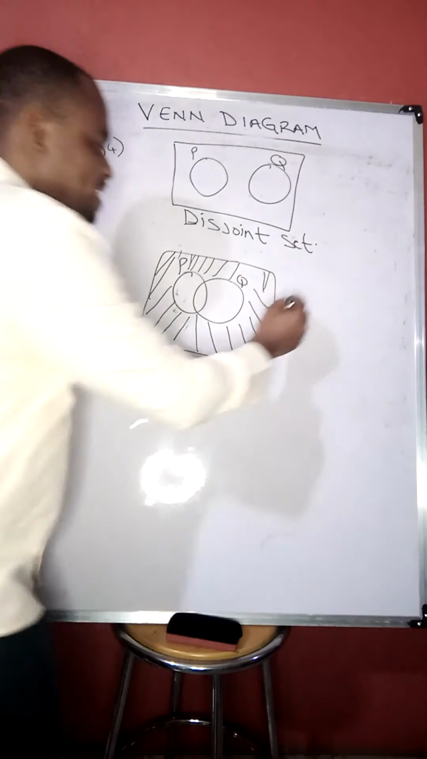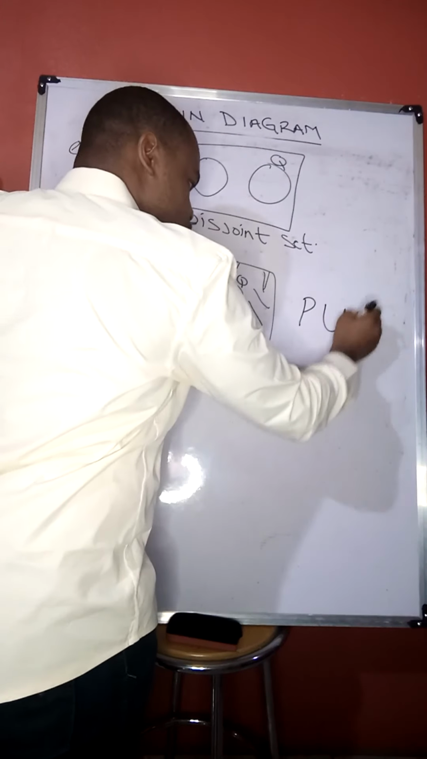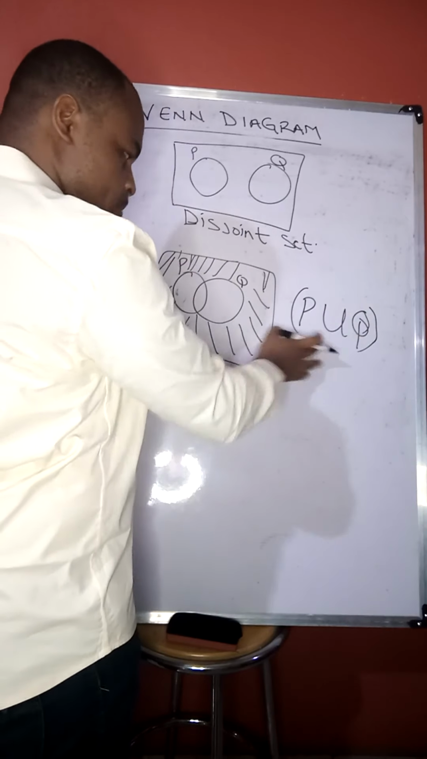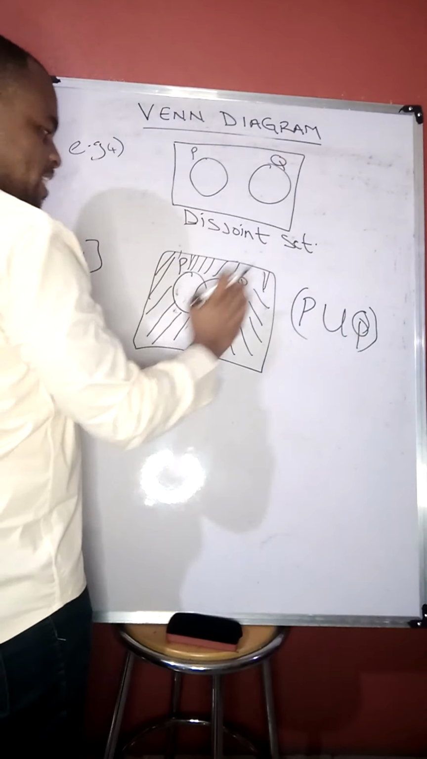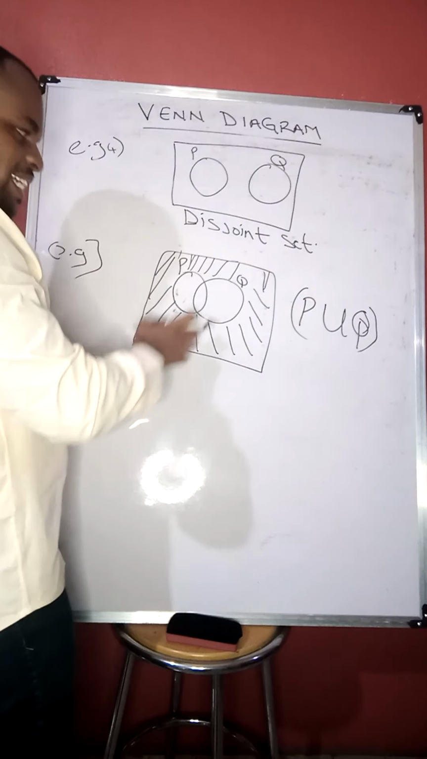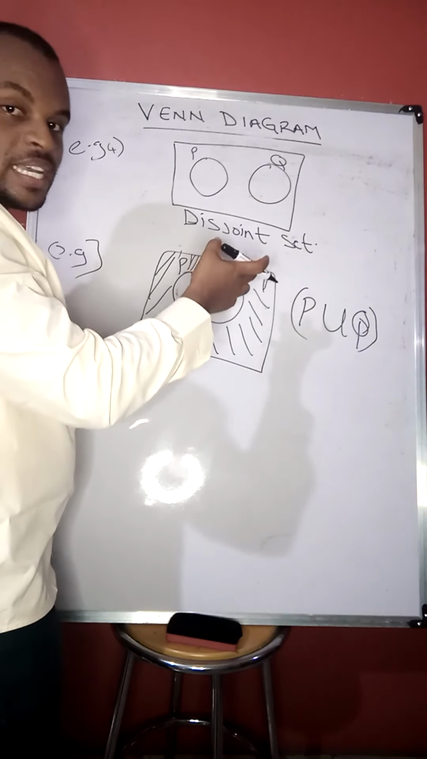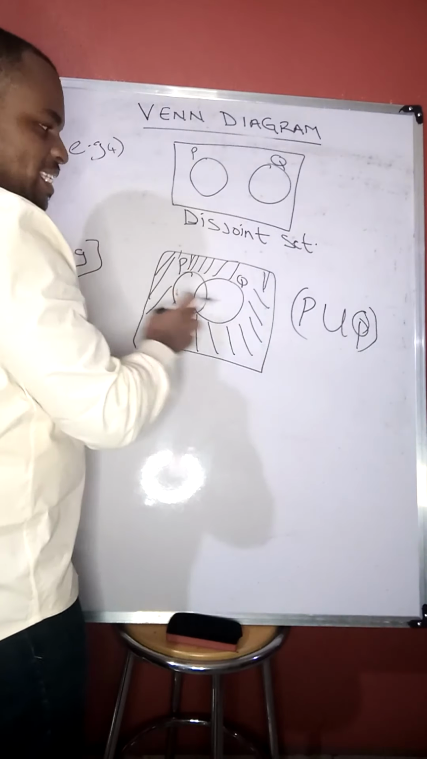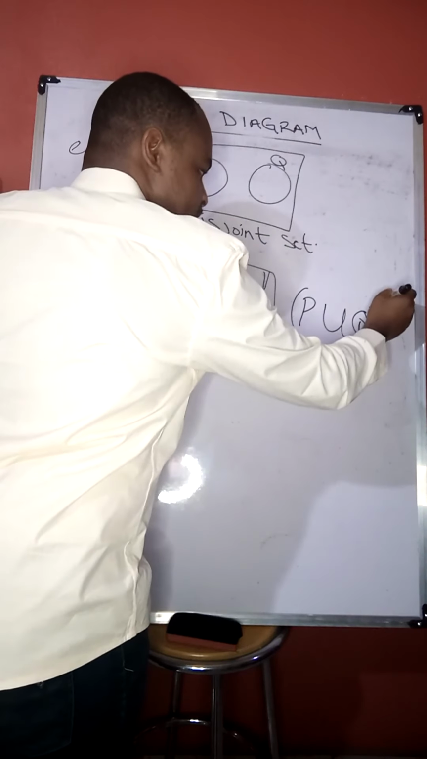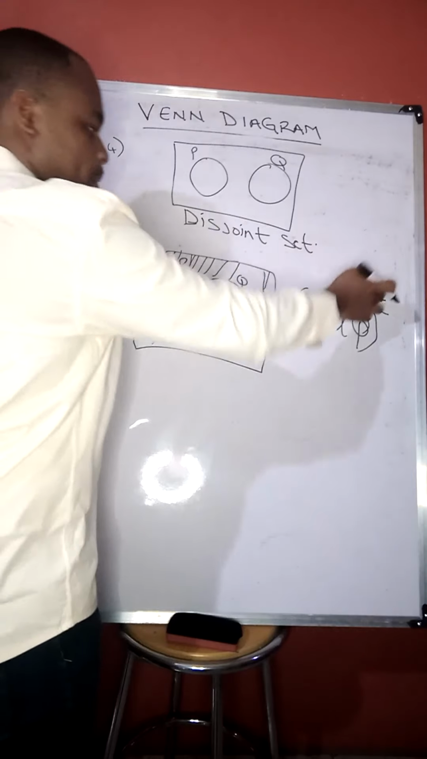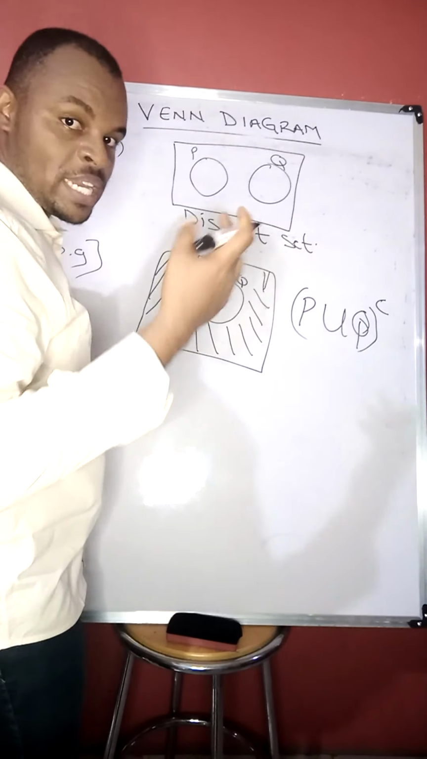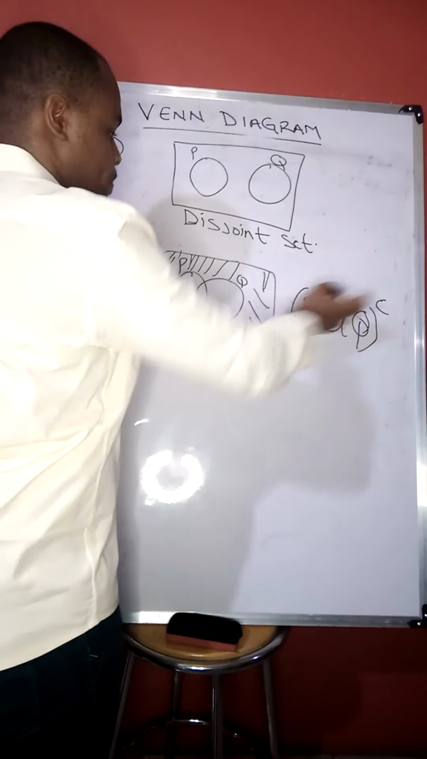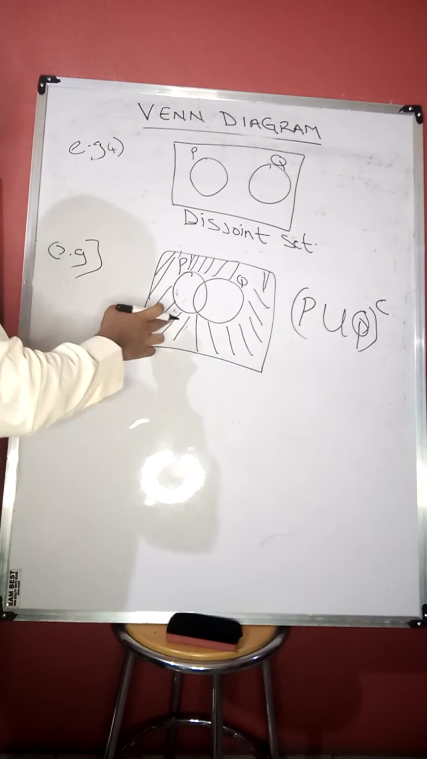So if I take my P union Q, remember when we did P union Q, it means combining elements in P and Q. But what is shaded is inside the universal set, and it is not P union Q, but it is the complement. So P union Q complement or prime, you can use any one. Either use that C or use the stroke on top. P union Q complement is the shaded part here.